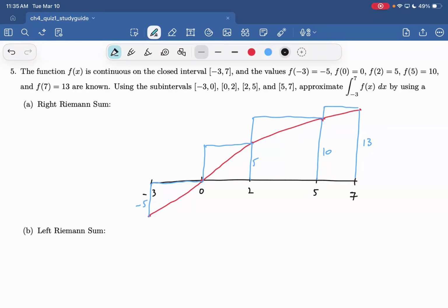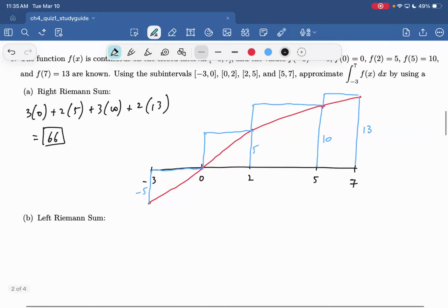And so that means that the total area is going to be 3 times 0 plus 2 times 5. That's the width times height of the second rectangle. And 3 times 10 for the next one. Plus 2 times 13 for the last one. And that is going to give us 10 plus 30 plus 26, which is 66.